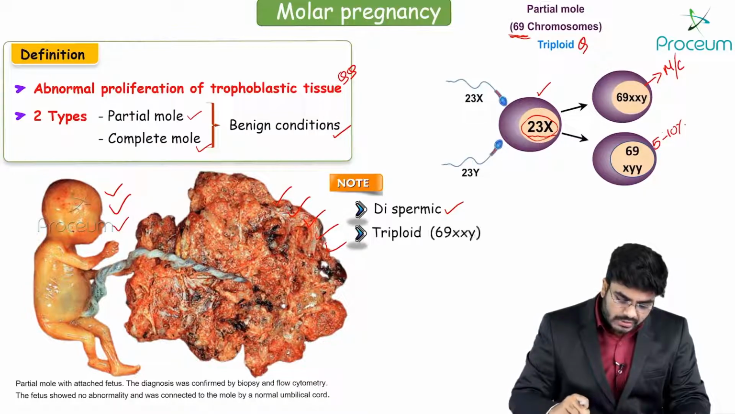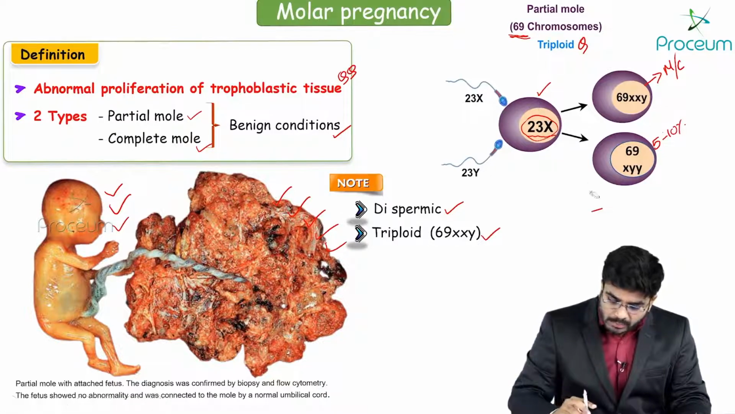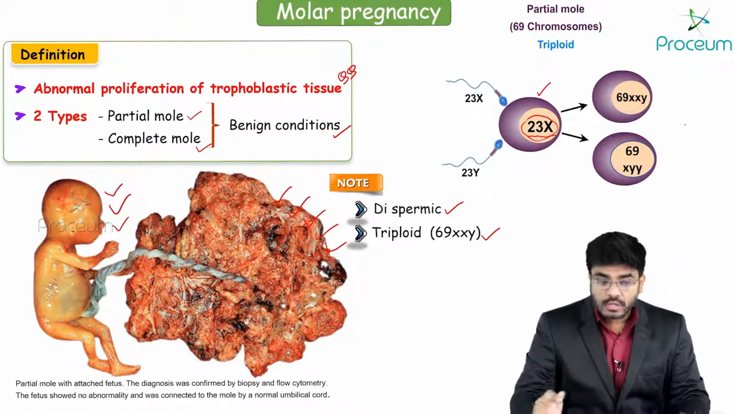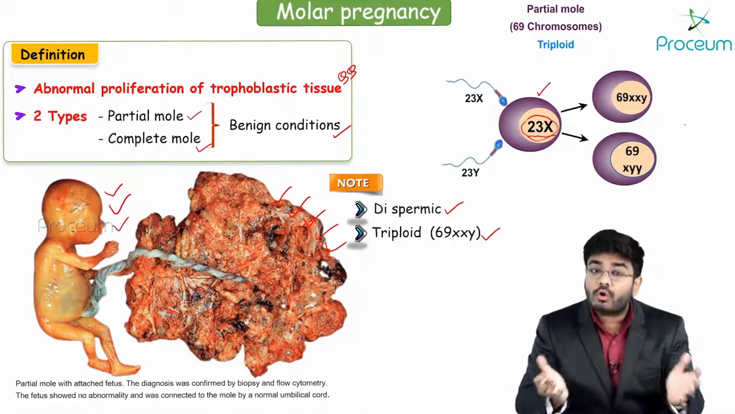69XXY is the most common karyotype. Okay, it's a triploidy condition. Yes, we have seen that. And an important point is that instead of 46 chromosomes, here there are 69 chromosomes. So there is extra genetic material, extra chromosomal material.